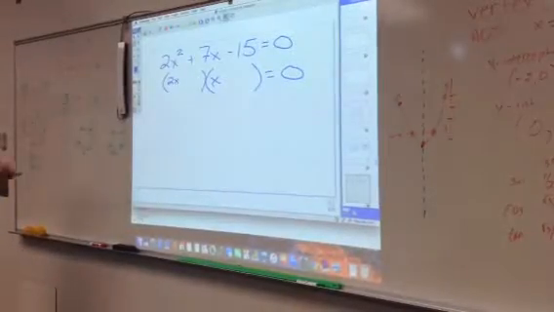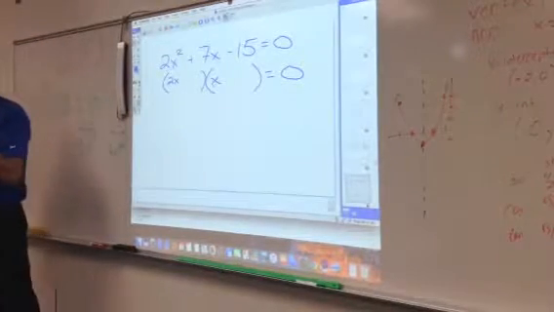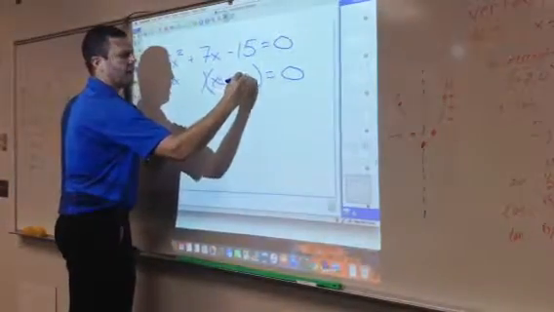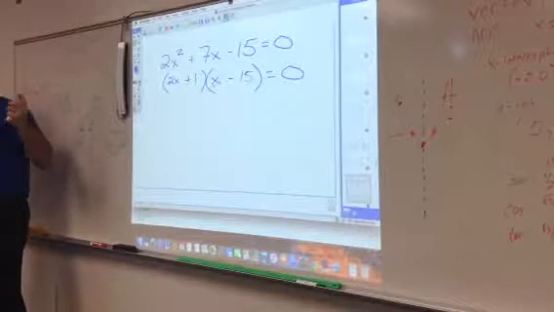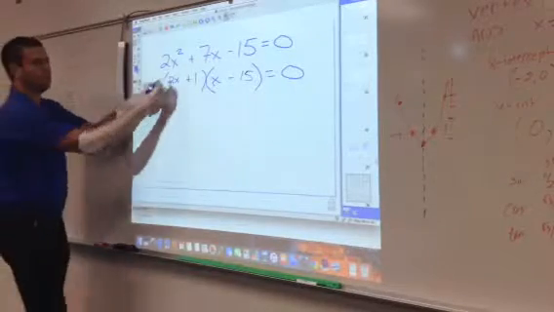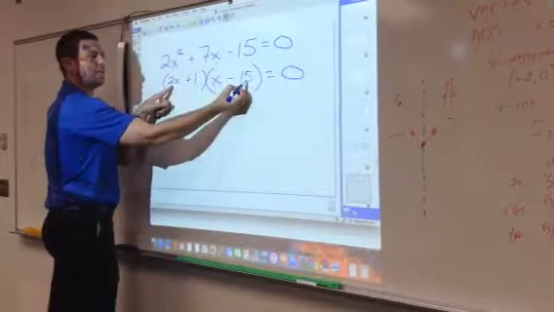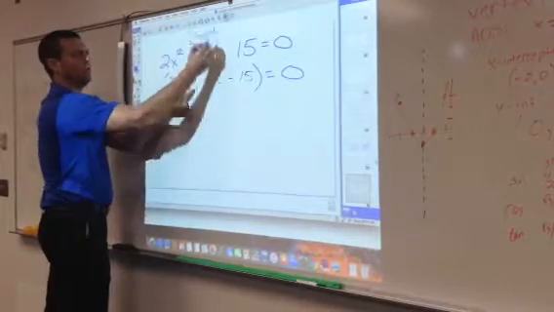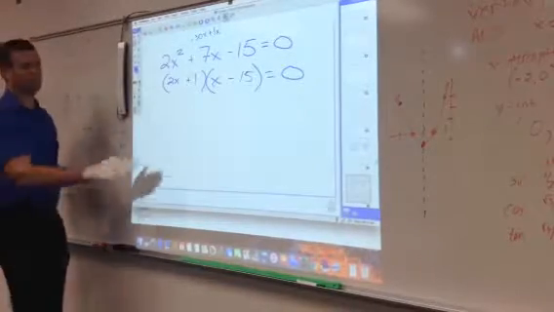So these two numbers have to multiply to negative 15. I'm going to guess wrong on purpose here. I'm going to try a negative 15 with a positive 1. Let's say that's my first guess. How am I going to check to see if I'm right? I'm going to distribute it back out. 2x times x gives me my 2x squared, so that part's right. 2x times negative 15 is negative 30x. 1 times x is positive 1x. Do those two add together to make 7? No, so those are wrong guesses.